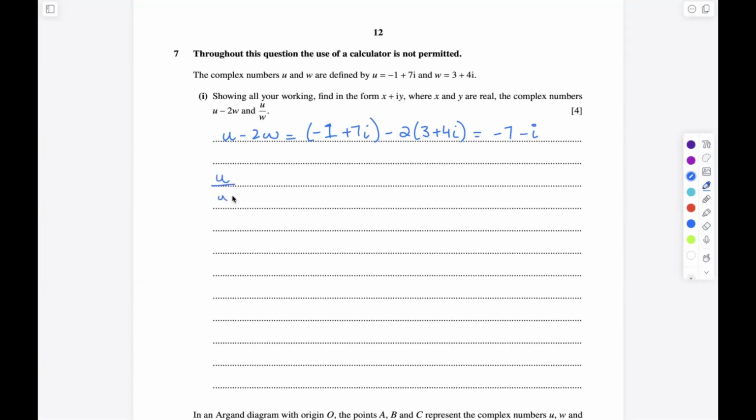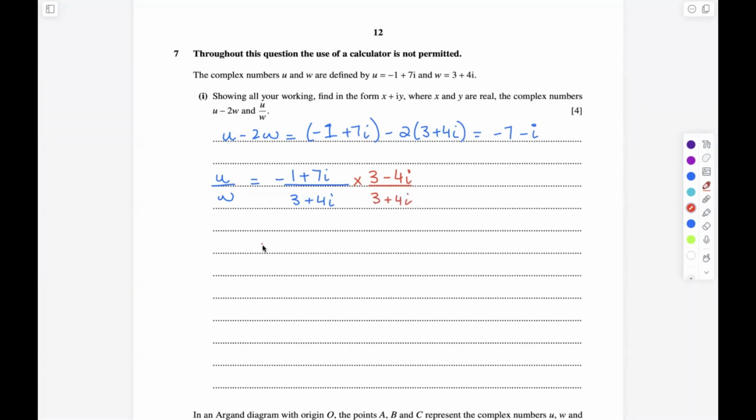For u/w, we first write (-1 + 7i) divided by (3 + 4i). Now, as we have to remove the imaginary part from the denominator, we take the conjugate and multiply and divide the numerator and the denominator by it. So this will become (3 - 4i) over (3 - 4i).